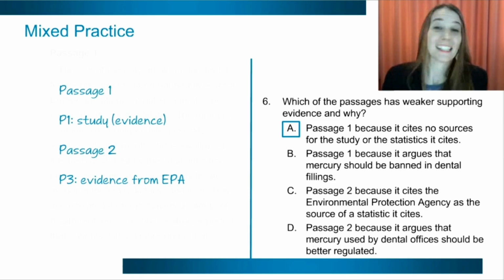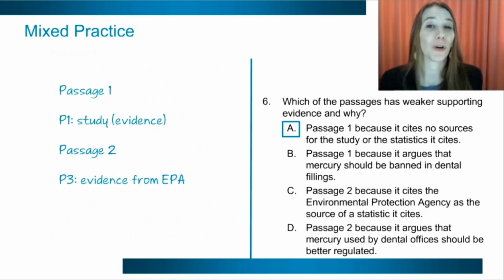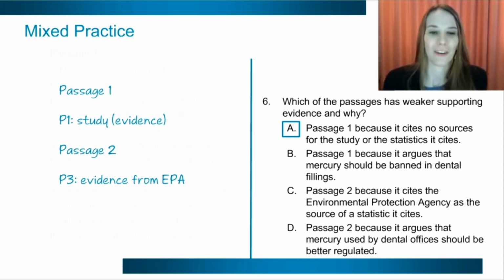This study is not sourced. We have no idea where the author got this information from, the study or the statistics. So that is why this is the weaker evidence. Remember, just because an author presents evidence doesn't necessarily mean it's good, valid evidence. Always be questioning the validity of the source using some of those questions that we mentioned in that review table that you have there in the PDF.